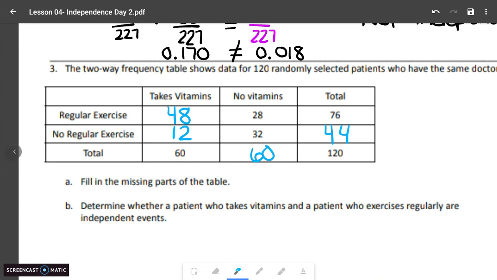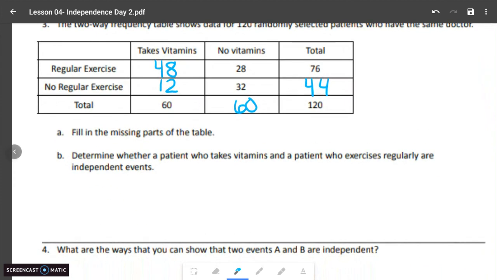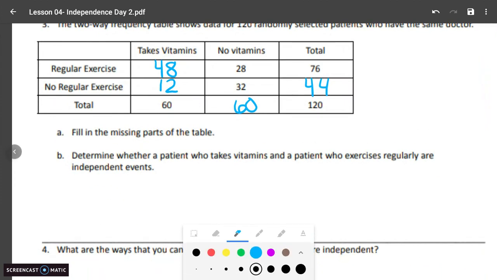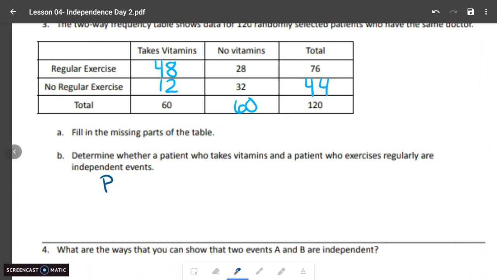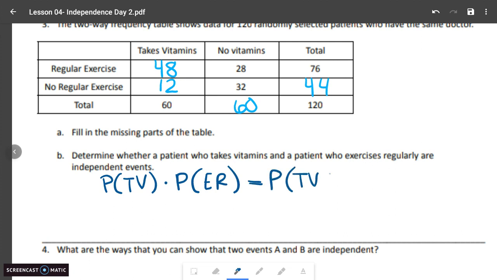Now, determine whether a patient who takes vitamins and a patient who exercises regularly are independent events. So, using the method we've already practiced here, we know we can do the probability of taking vitamins times the probability of exercising regularly. It should be equal to the probability of both of those things.